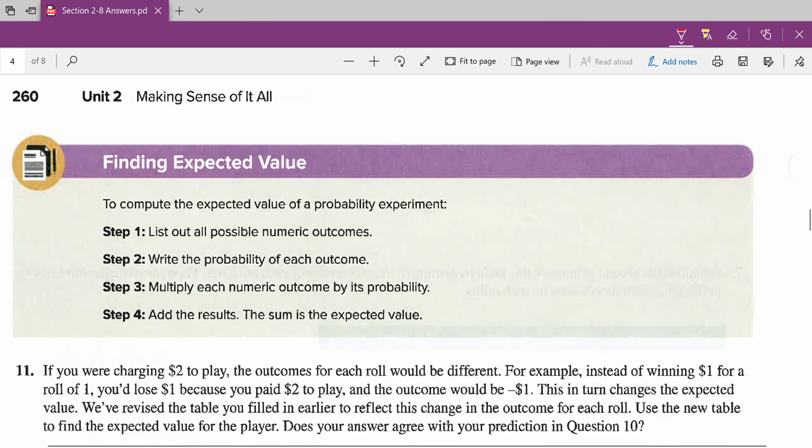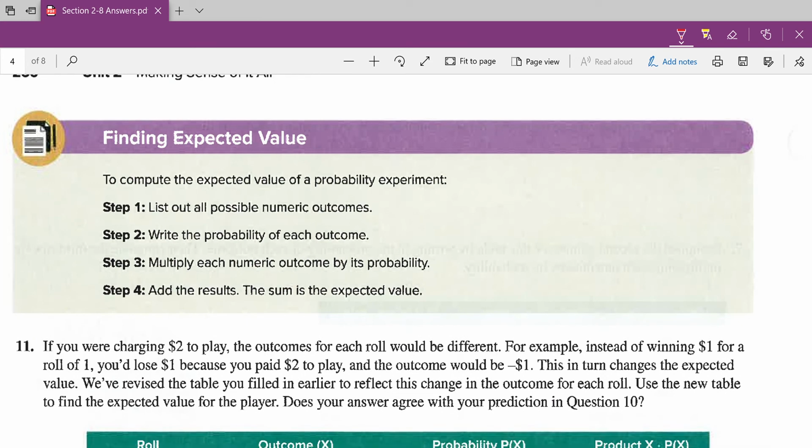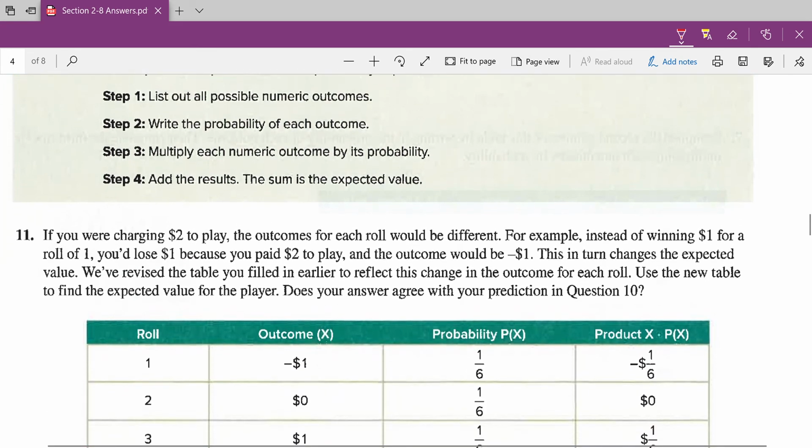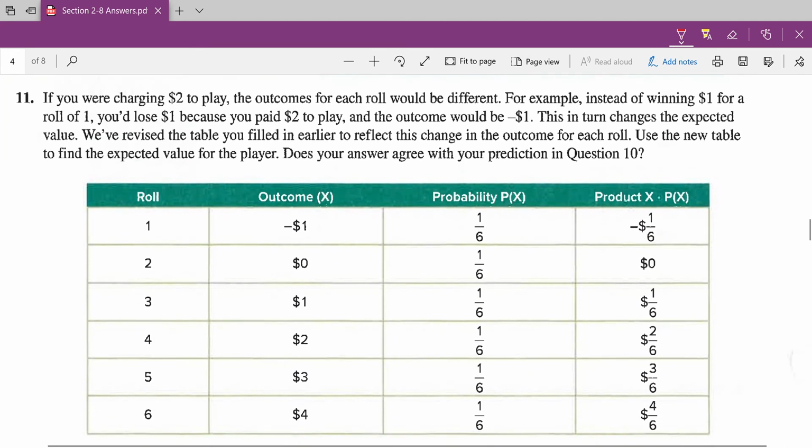They go through the steps on how to find an expected value. You list out all the possible numeric outcomes. You write the probability of each outcome. You multiply each numeric outcome by its probability and then add the results. That sum is your expected value. So they have set up a chart for us here.